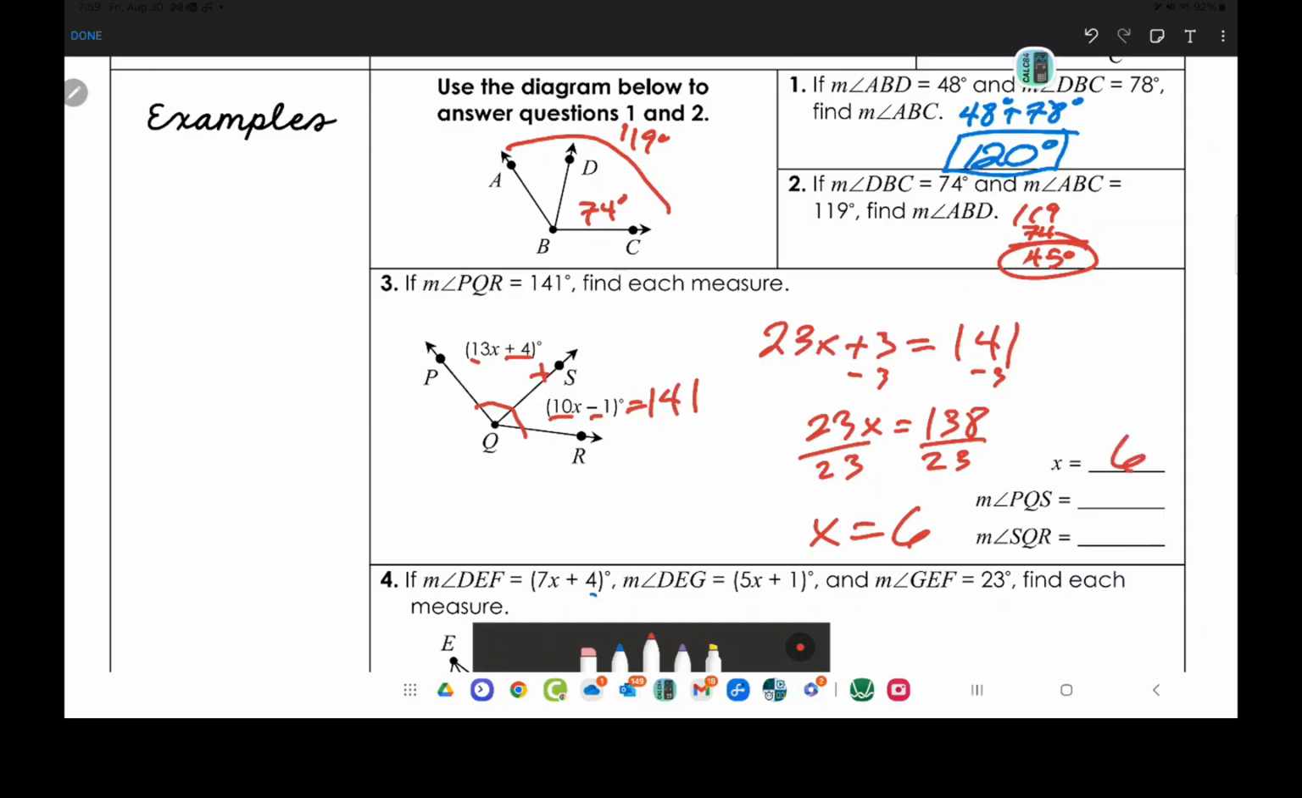Let's plug in for SQR first because 10 times 6 minus 1 is pretty easy. That's 59. And plug in the other one. 13 times 6 plus 4. 13 times 6 is 78, plus 4 is 82. And if we add these two together, we should get 141. Which means you could have found PQS by taking 141 minus 59 as well. Perfectly fine.